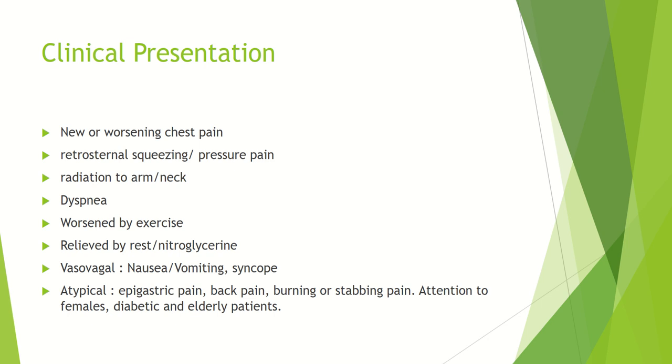There could be a history of vasovagal symptoms like nausea, vomiting, and syncope. And the pain could be atypical in nature as well. So, in case of females, diabetic, and elderly patients, they can present with epigastric pain, back pain, or burning or a stabbing pain as well.